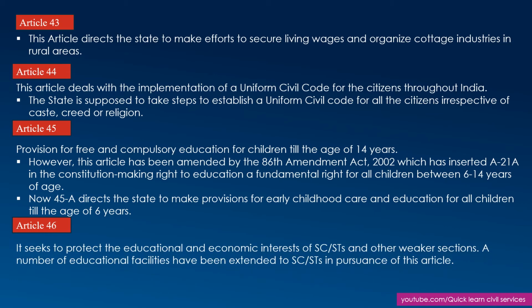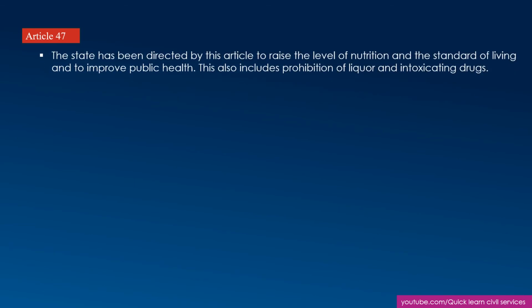Article 46. It seeks to protect the educational and economic interests of SCs, STs and other weaker sections. A number of educational facilities have been extended to SCs and STs in pursuance of this article. Article 47. The state has been directed by this article to raise the level of nutrition and the standard of living and to improve public health. This also includes prohibition of liquor and intoxicating drugs.